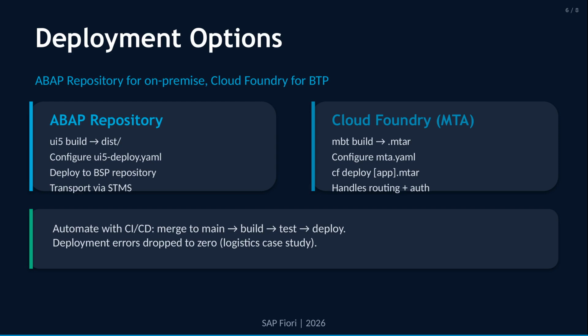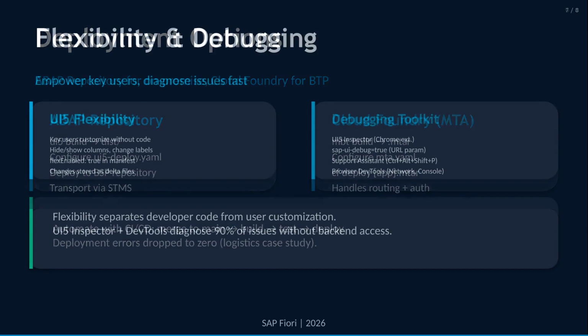Second, Cloud Foundry. For cloud deployments, you build your app with ui5 build, then deploy the resulting dist folder to a Cloud Foundry space using the cf push command or an MTA, which stands for Multi-Target Application, Build and Deploy Pipeline. The MTA approach is recommended because it handles routing, authentication via the app router, and service binding in a single deployment descriptor. Choose your target based on your landscape: ABAP repository for on-premise, Cloud Foundry for BTP.